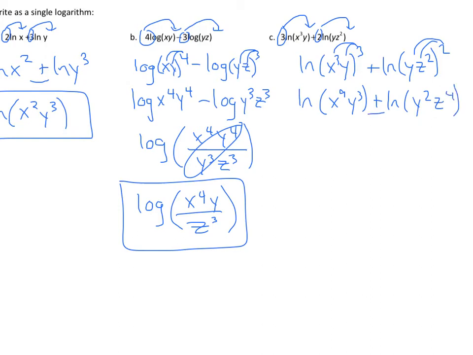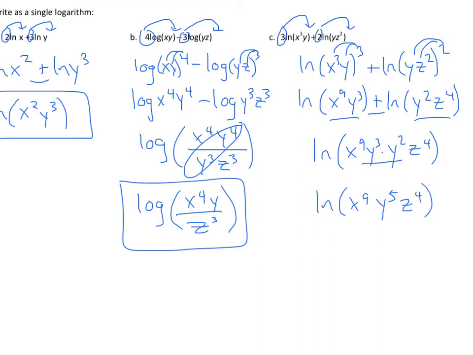Since we have addition, I'm going to multiply these insides together. So we get natural log of x to the ninth y to the third times y squared z to the fourth. And then I simplify the inside, and we get natural log of x to the ninth. I can multiply those together by adding the exponents, y to the fifth, z to the fourth.